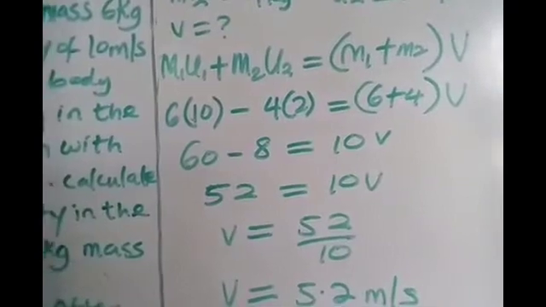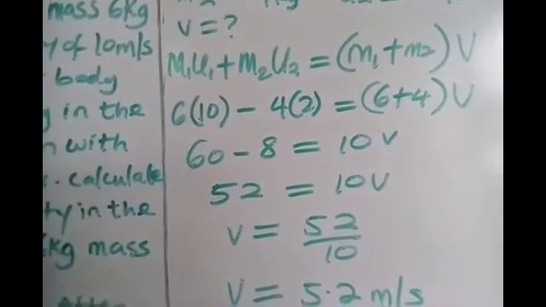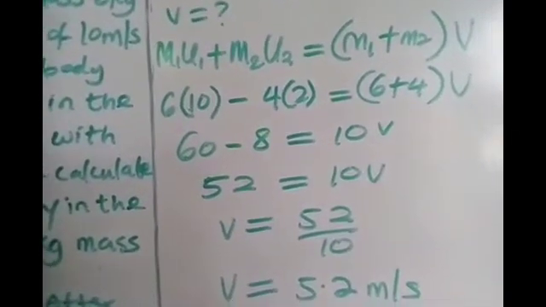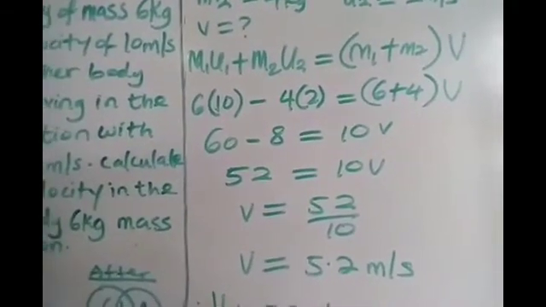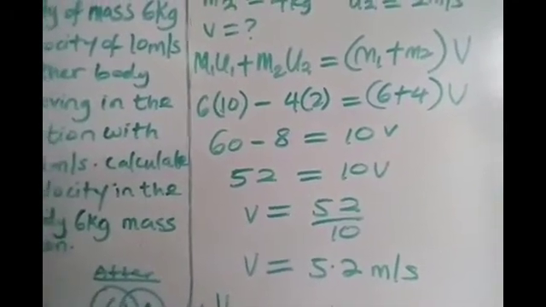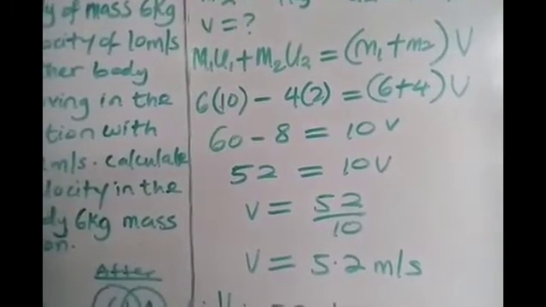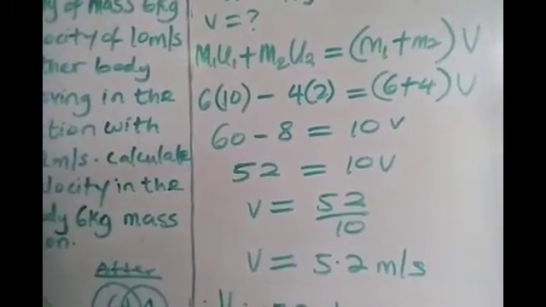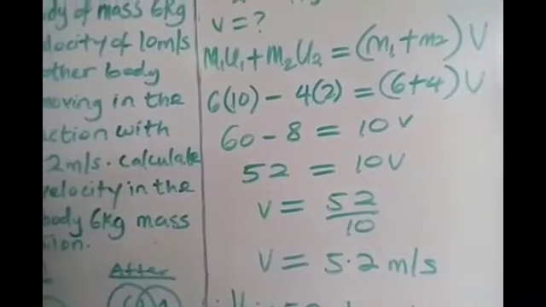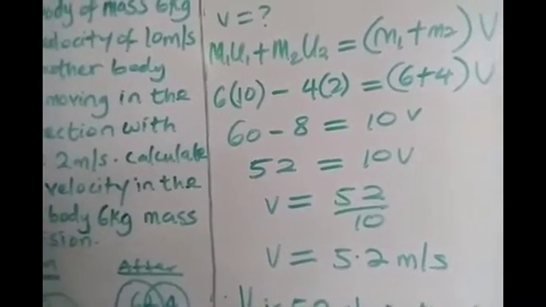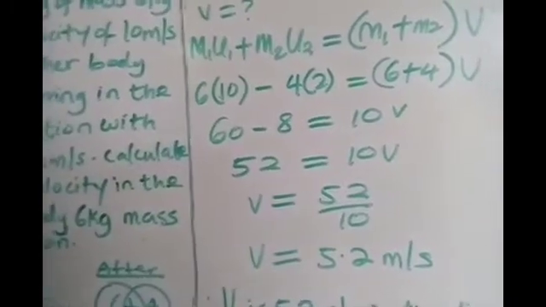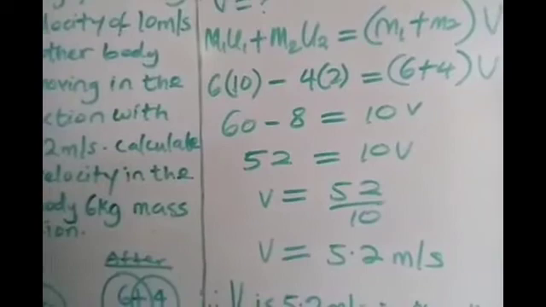Now, because the second body is moving in the opposite direction to the first body, that will affect the sign. The positive sign will change to negative. If the body was moving in the same direction as the first one, the sign would remain positive. Please, class, take note of this step. Whenever they are moving in opposite directions, it will affect the sign.